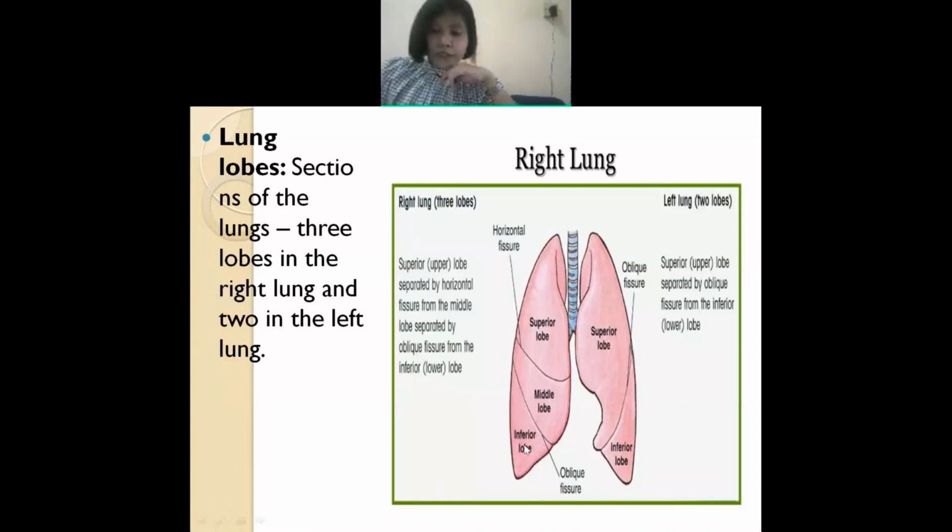I think you were saying inferiors or something like that. It's inferior. Understand? Inferior means down, bottom. Don't get confused in that. First is superior, middle, inferior. That is about the right lung.